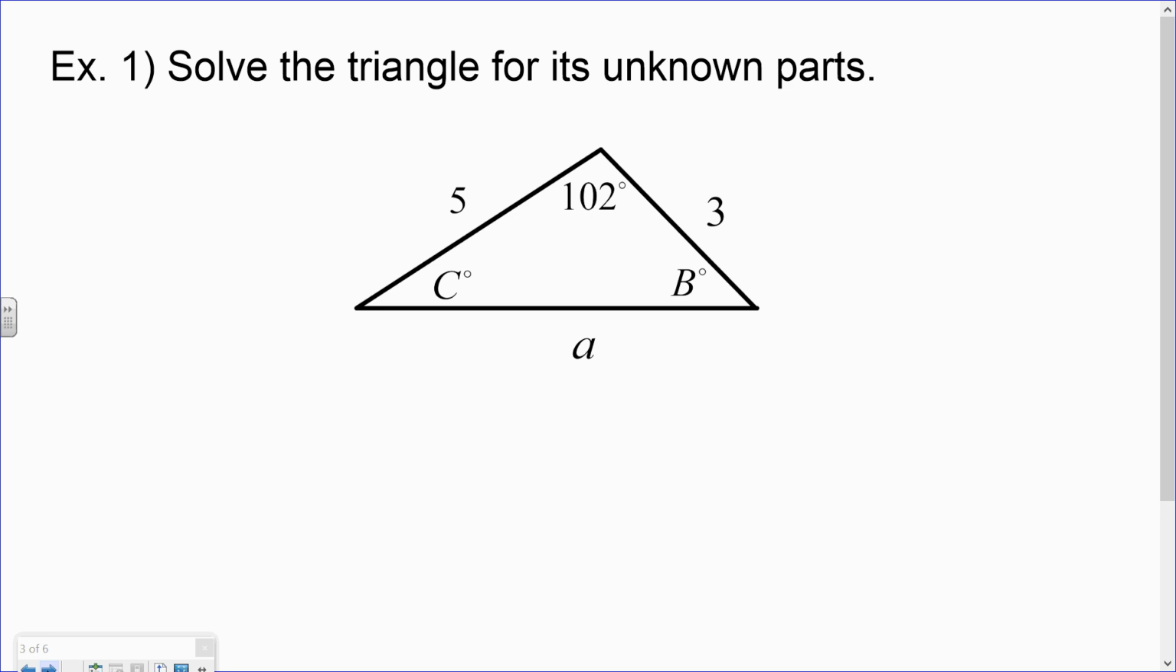So triangle sum means everything else has to be 78 total. So there's no way you can have 90 plus something else being only 78 degrees in there. So it would fail triangle sum. So we know B and C are acute. We know 102 is obtuse, so we know it's not a right triangle. So no Pythagorean theorem, no SOHCAHTOA in this one.